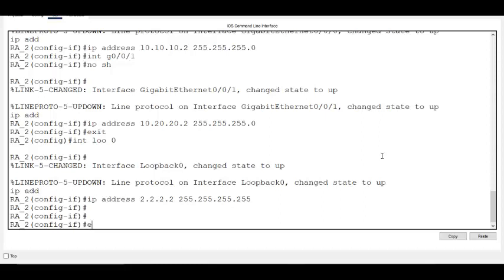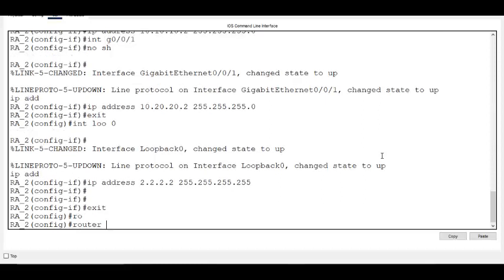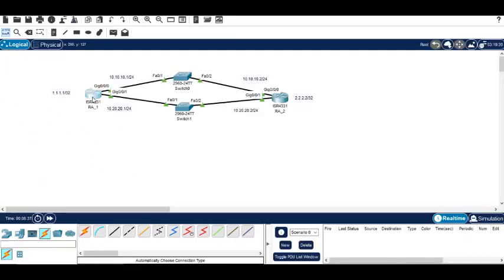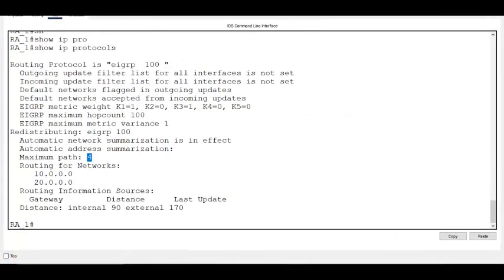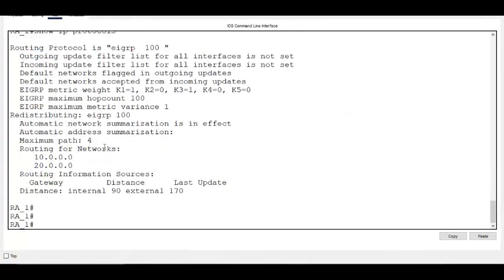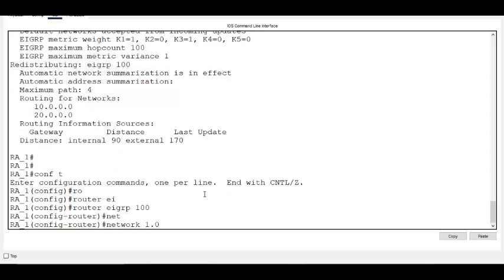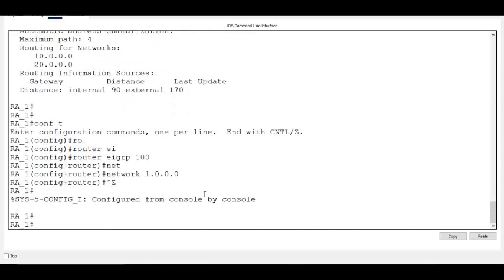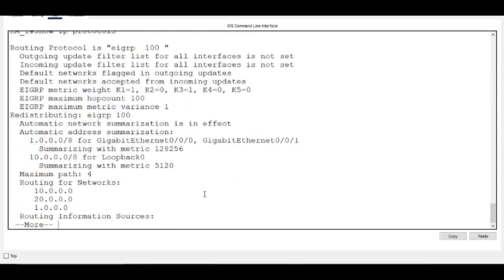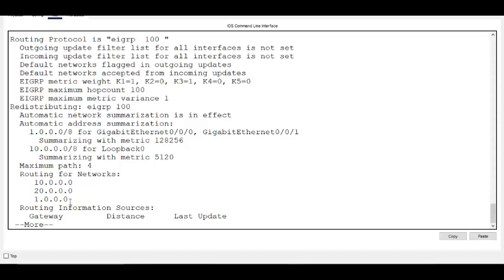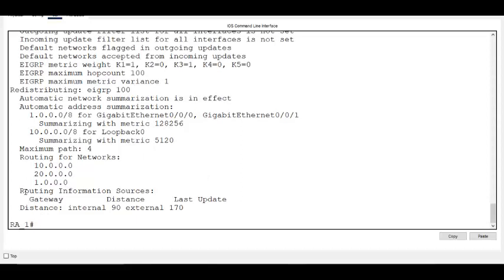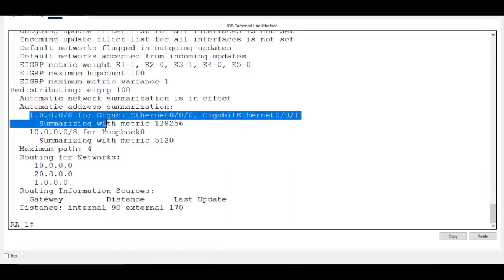Oh no, one more thing I have forgotten to advertise in router is, you see, the 1.1.1.1 network is not advertised. Router EIGRP 100 network 1 done. Show IP protocol now. Look at this. So right now the summarization is happening for these 2 because summarization is on by default.